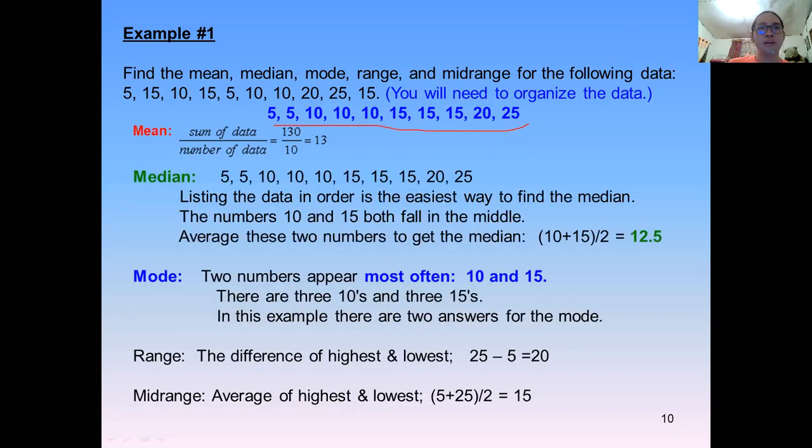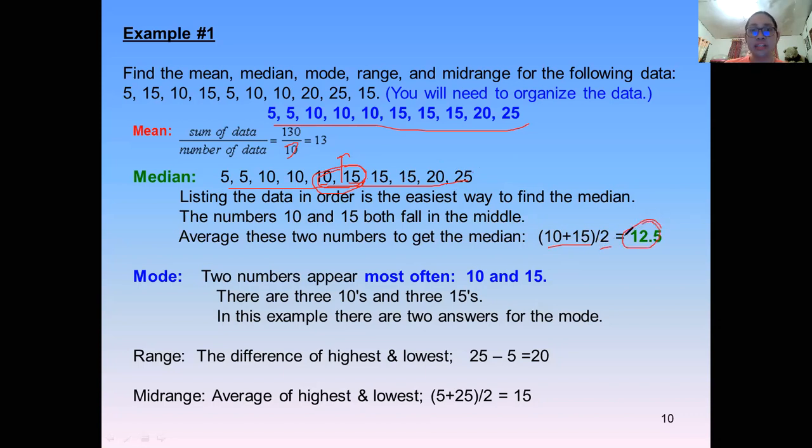To find your median, you already arranged it. So how many are there? There are 10. You have to get the midpoint. Half of 10 is 5, so you count 1, 2, 3, 4, 5. On the left side, 1, 2, 3, 4, 5. Therefore, the median will be located between 10 and 15 since the given set of data is an even number. So you add 10 and 15, divide by 2, that gives you 12.5.